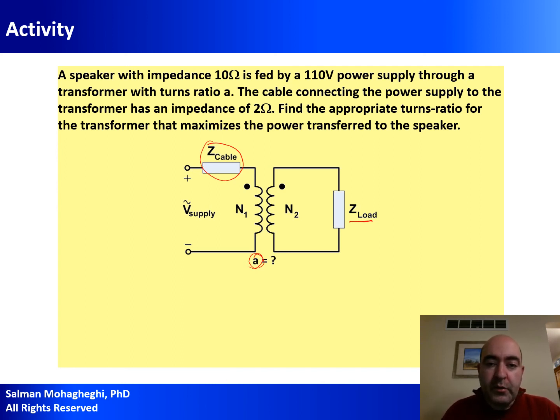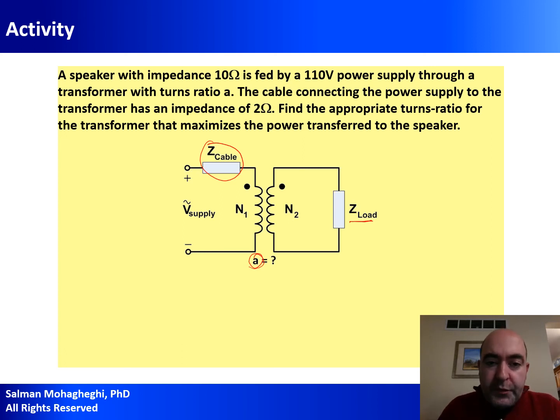What I'd like to do is to find the appropriate turns ratio for this transformer that maximizes the power transferred to the speaker. At this point, I'd like to ask you to pause the video, work through this activity a little bit, and when you're ready, hit play so that you can see the answer.